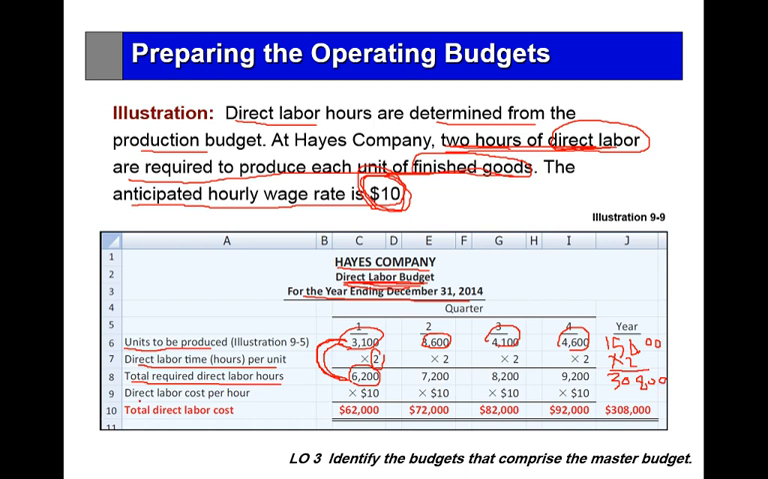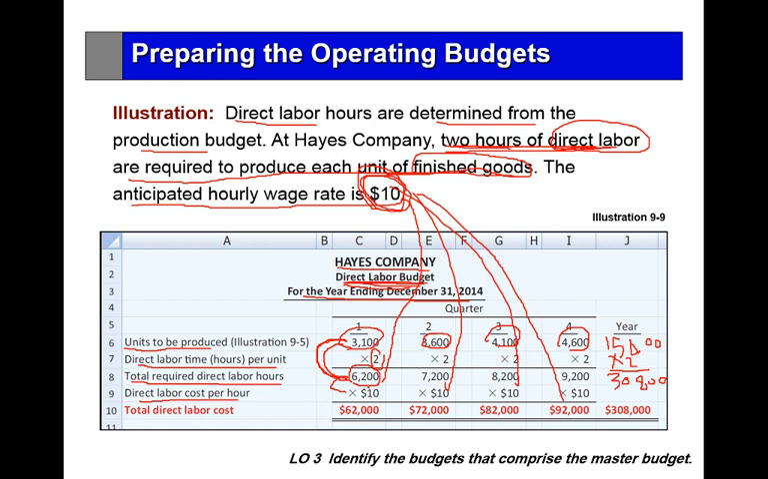Okay, we have direct labor cost per hour. To find the cost, we must convert the units of input from quantity to dollars. We have to multiply by $10 per hour, as given in the example.